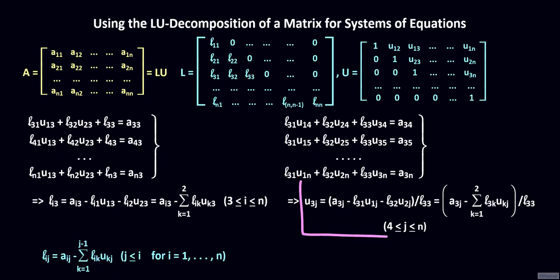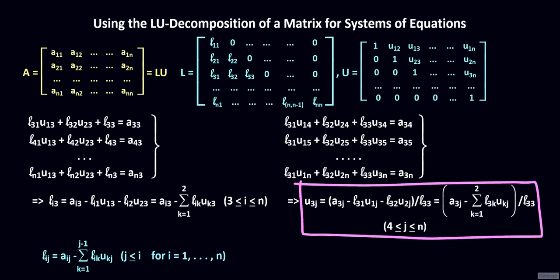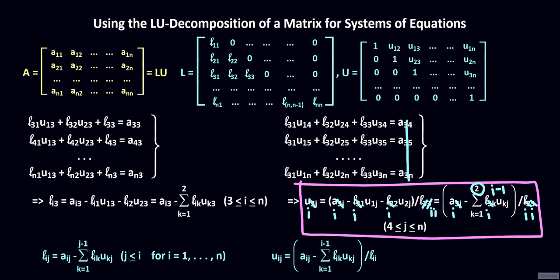Generalizing this time, this other equation, u sub ij on the other hand should be equal to the quantity a sub ij minus the sum of the product of L sub ik and u sub kj all over L sub I. If I equals the row number 3 in this equation, then the upper limit in the summation is I minus 1. K starts at 1. The column number j is at least I plus 1.